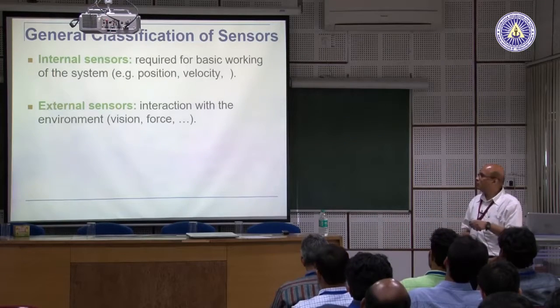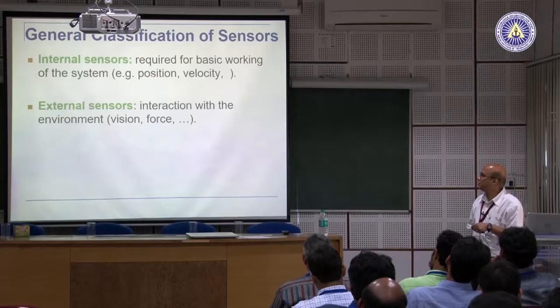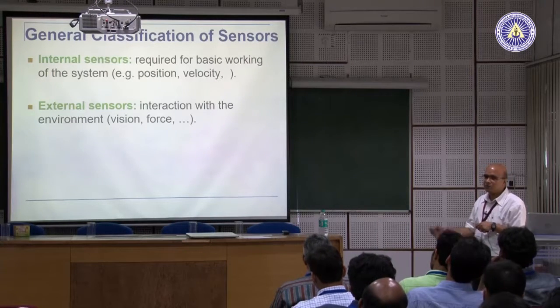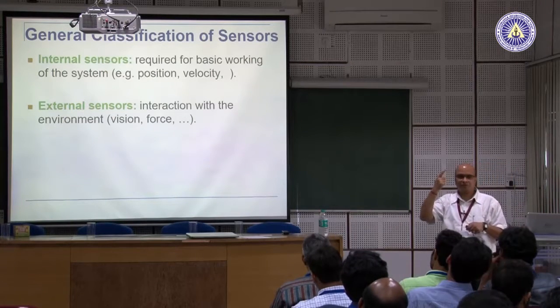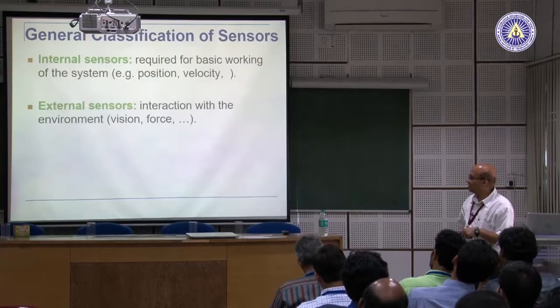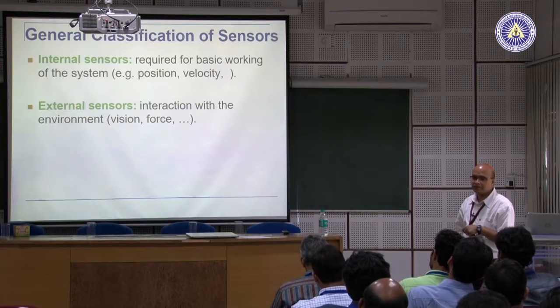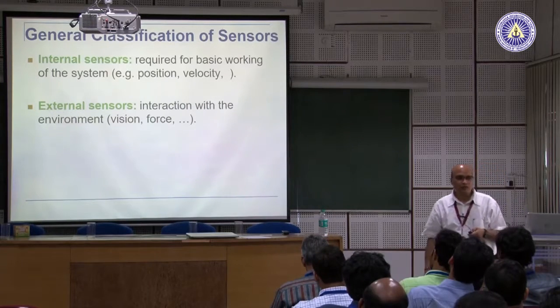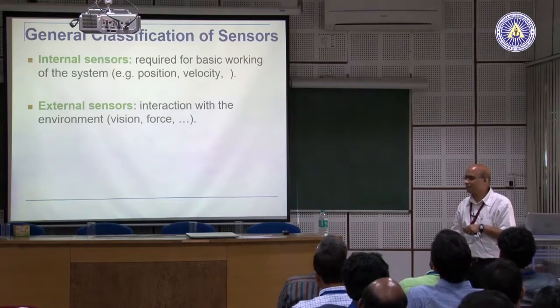So internal sensors are the ones that are required for basic working of the system. For example, position sensor, velocity sensor, acceleration sensor, because the feedback will normally have a position loop, a velocity loop, and also an acceleration loop. So you need all these three to control it accurately. And external sensors are the ones that are required for interaction with the environment, like vision, force, pressure, etc. So in the human body also, our sensory system is divided into internal sensors and external sensors.